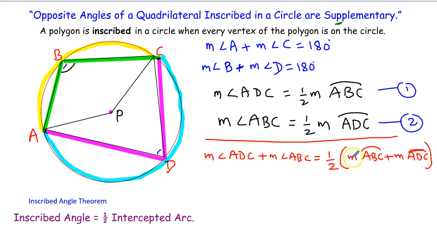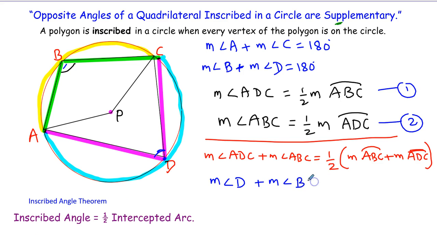Okay. Now, this angle ADC, in short, you can just call it angle D. That is the measure of angle D. ADC is nothing but this D. In the same way, this angle ABC, in short, you can say the measure of angle B.